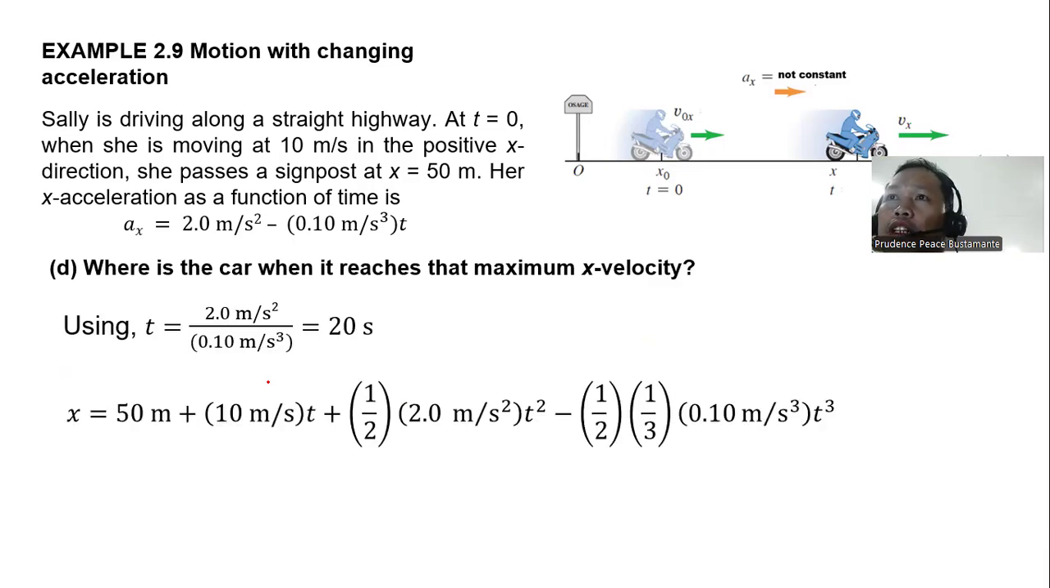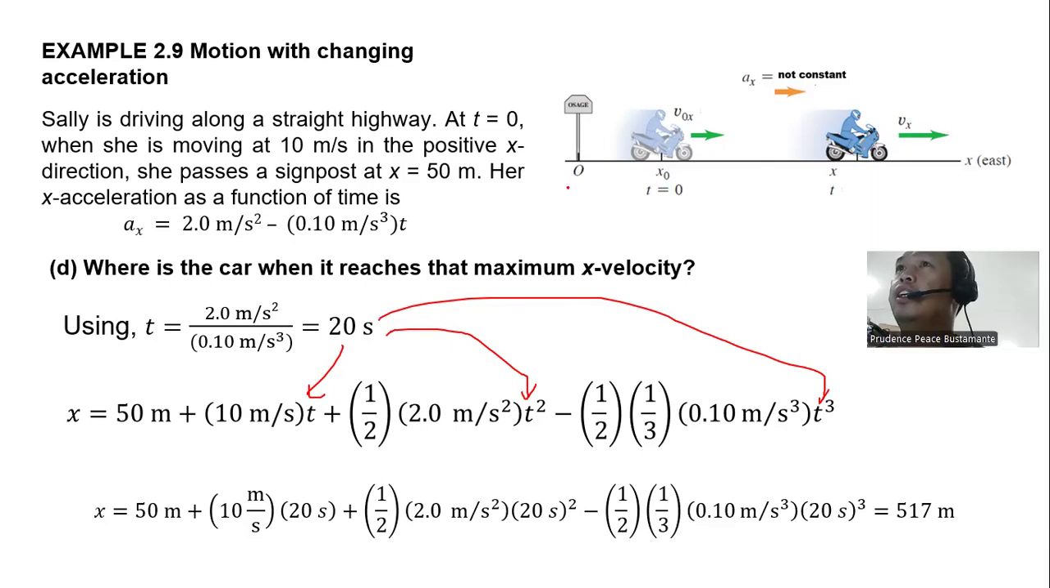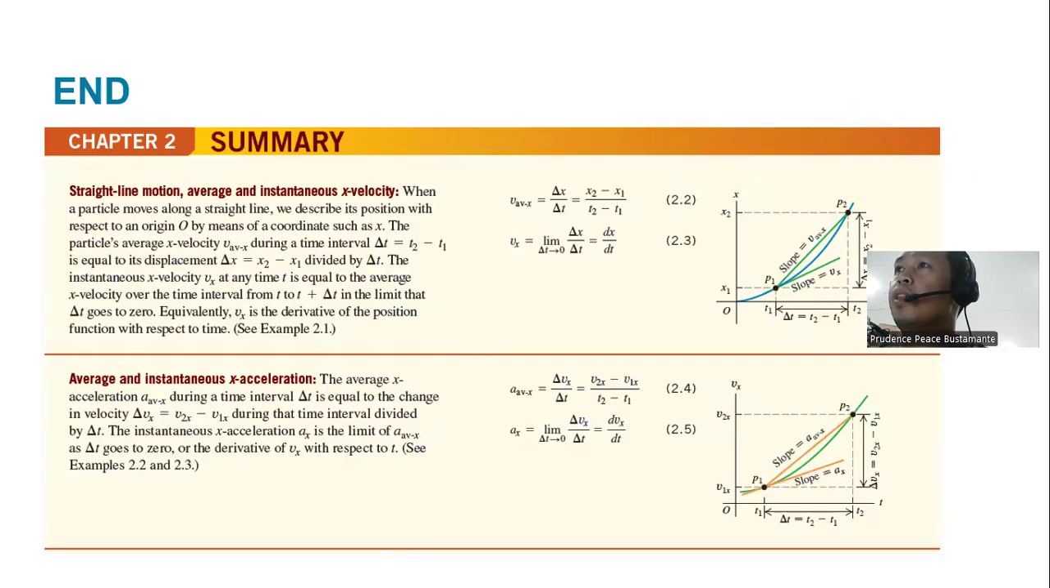So where is the car when it reaches the maximum velocity? Just plug in t here, and t here. If you do this on your calculator, and if I made that right, your position is 507 meters away from the origin. Okay, that's all for chapter 2.